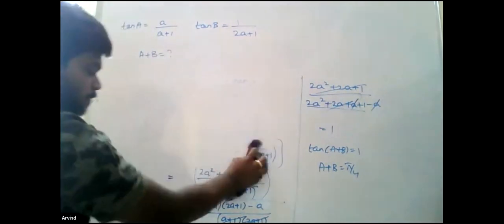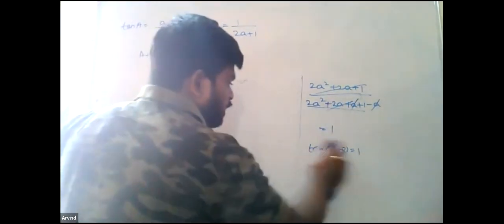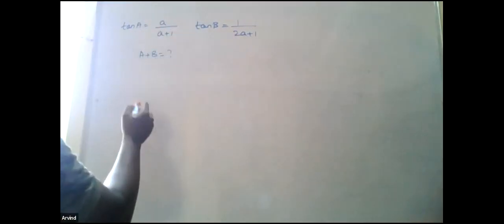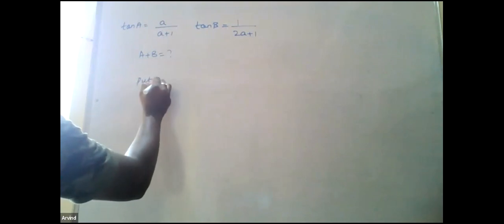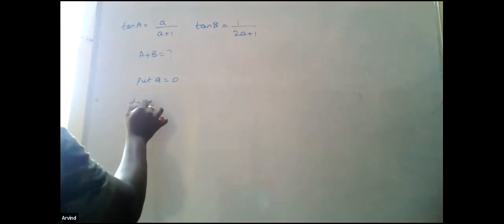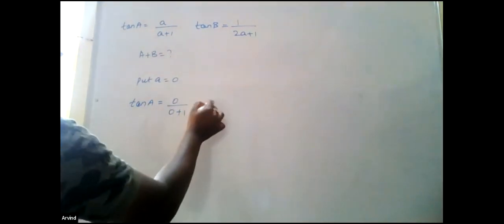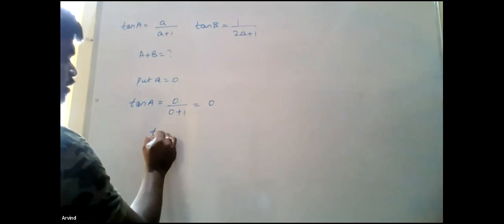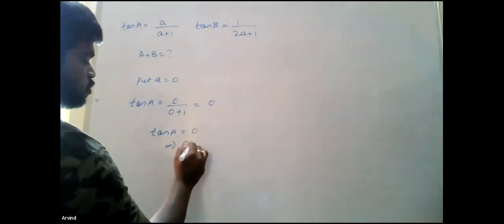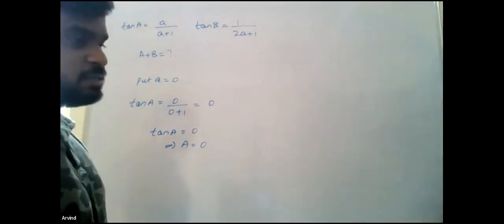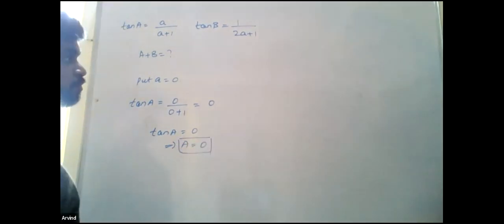Instead, what I'll do is, in certain questions you can assume values. So tan A is equal to A by A plus 1. I'll just assume A as 0. So tan A value is 0 by 0 plus 1, which is 0 by anything is 0. So tan A is 0 only when the angle is 0. So A value is 0.